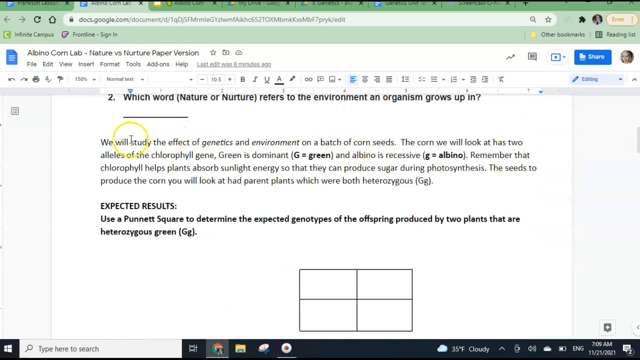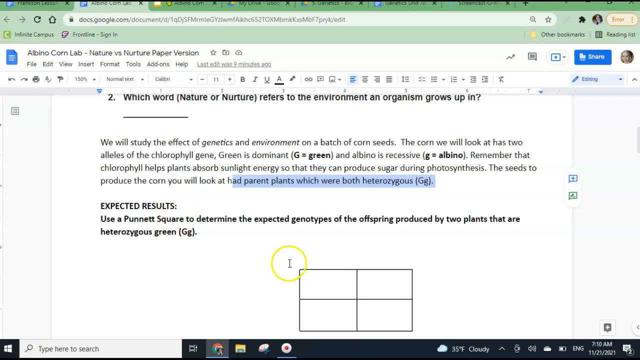Again, if you don't want to listen to me read, just skip ahead. We will study the effects of genetics and environment on a batch of corn seeds. The corn we will look at has two alleles, two different versions of the chlorophyll gene. Green is dominant, albino is recessive. Remember that the chlorophyll helps plants absorb sunlight energy so they can produce sugar during photosynthesis. The seeds to produce the corn you will look at had parent plants which were both heterozygous.